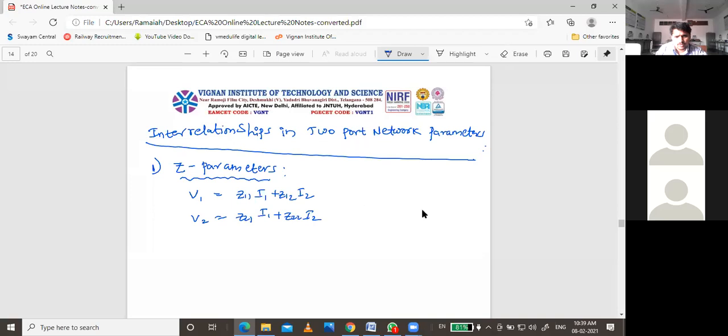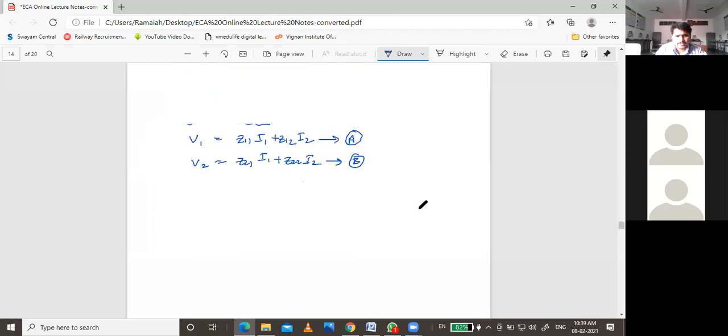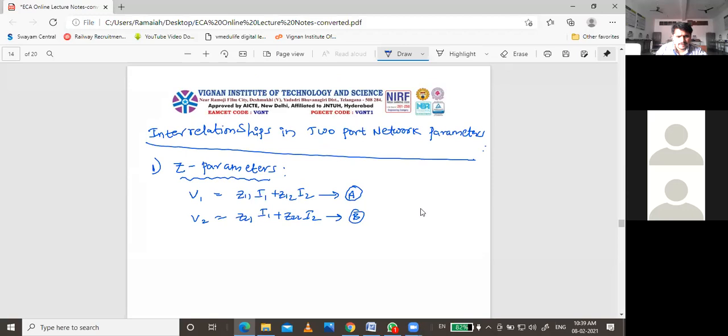Now, let us say this is equation A and this is equation B. Next, first I want to represent these Z parameters in terms of Y parameters. So this is the first one I am taking.